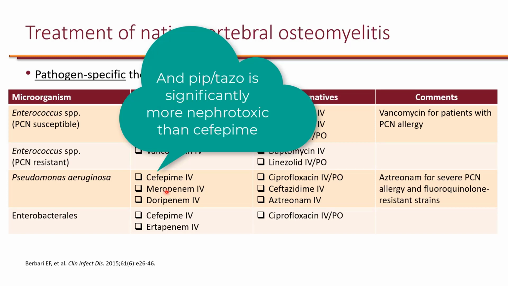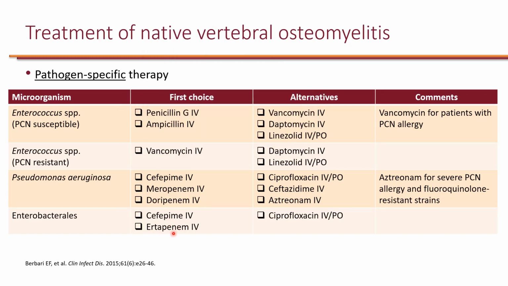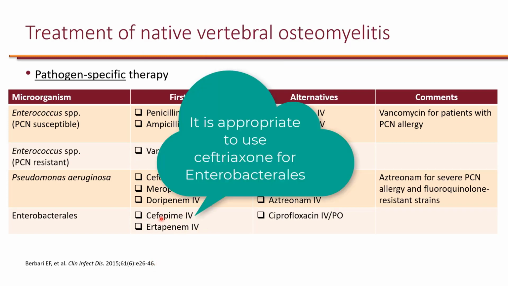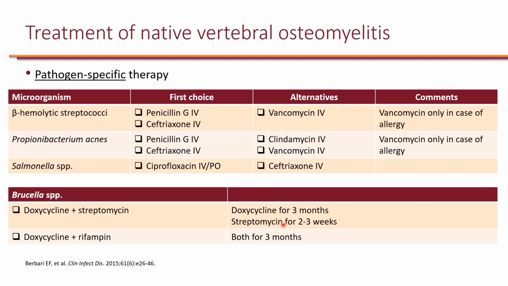Now, for Enterobacterales, cefepime or ertapenem have extensively been studied, and they are drug of choice. Even though cefepime is very broad spectrum, because of extensive data for its efficacy it is listed here. And alternatively, we have ciprofloxacin. For beta hemolytic streptococci, we have penicillin and ceftriaxone as first choice, and vancomycin will be an alternative. And you can see the first choice for some of the other causative pathogens.